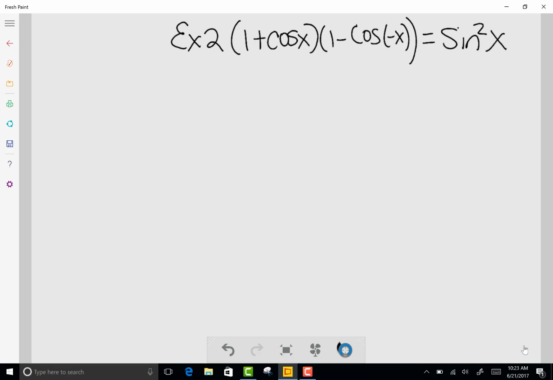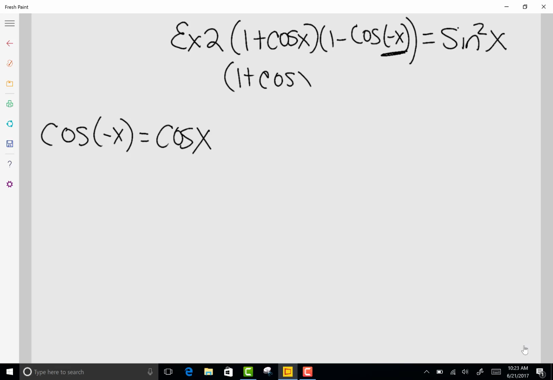Okay, in our second example, again, I see here that I have a negative angle. So that tells me bells and whistles should go off, and I should think about using even and odd properties to try to prove this identity. So recall that all trig functions, with the exception of cosine and secant, are odd. Cosine and secant are even functions. So that tells me that cosine of negative x is simply equal to cosine x. So I can replace cosine of negative x with cosine x. So I have 1 plus cosine x times 1 minus cosine x, and I want to show that that's equal to sine squared x.